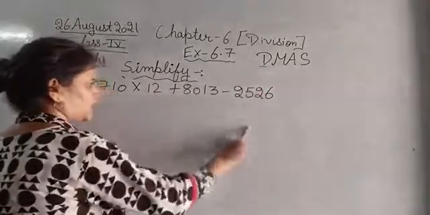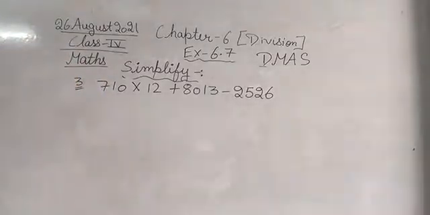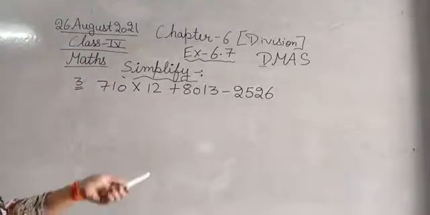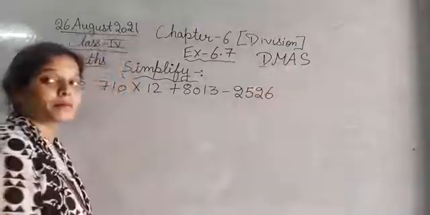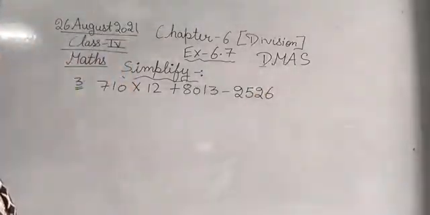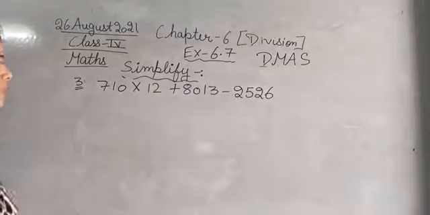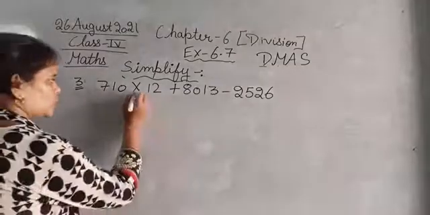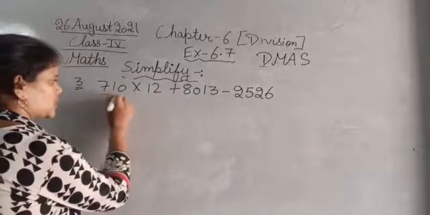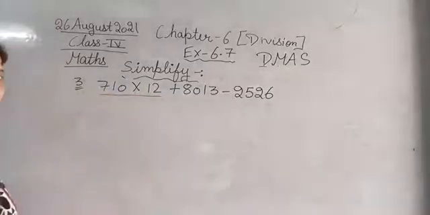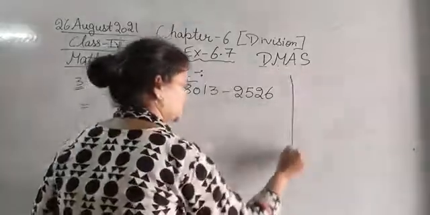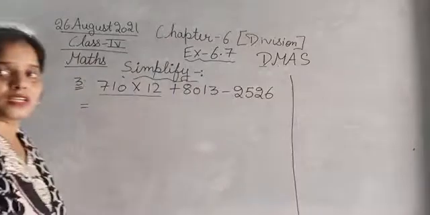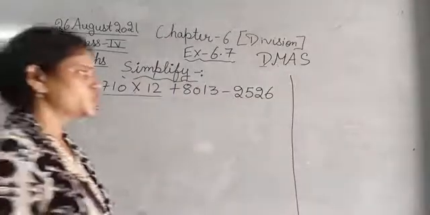Is there any division? No, division is not here, so we will move to the next, that is M. M means multiplication. Multiplication is here, yes. So here we are having multiplication. That means we have to multiply these two numbers. So we have to multiply 710 with 12.